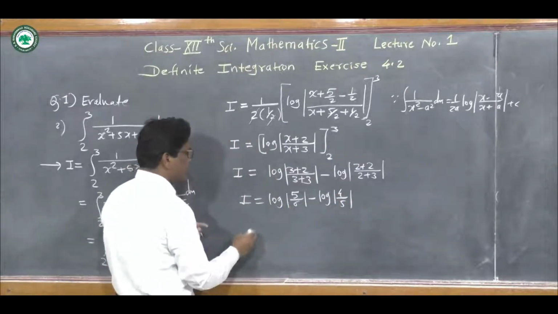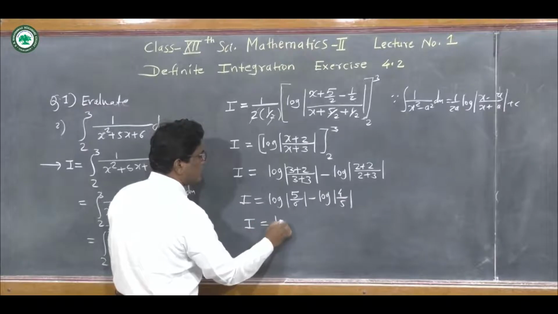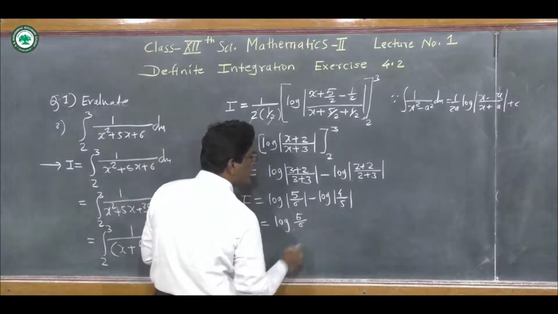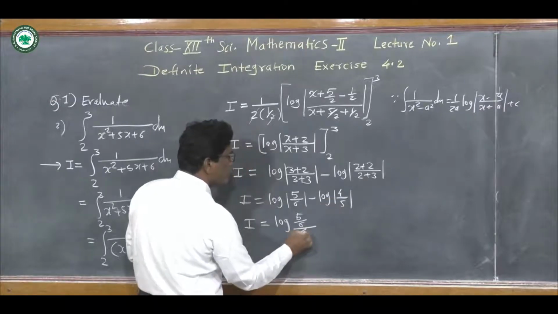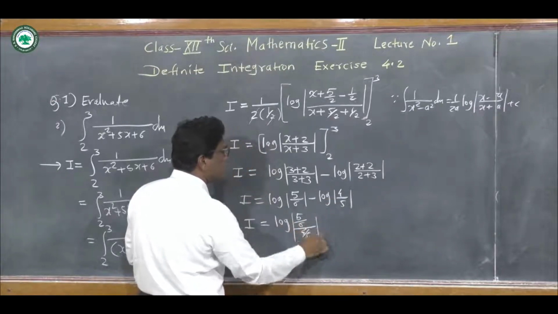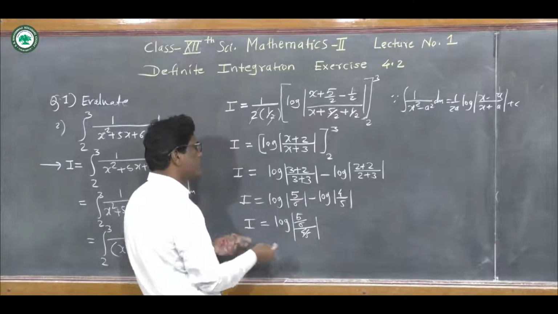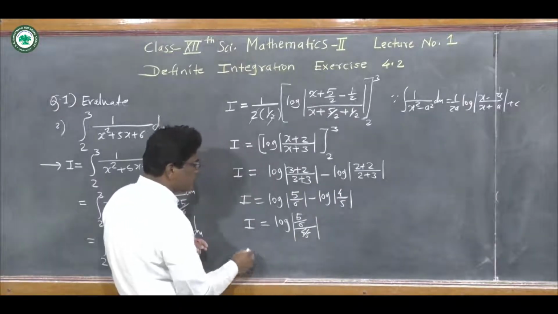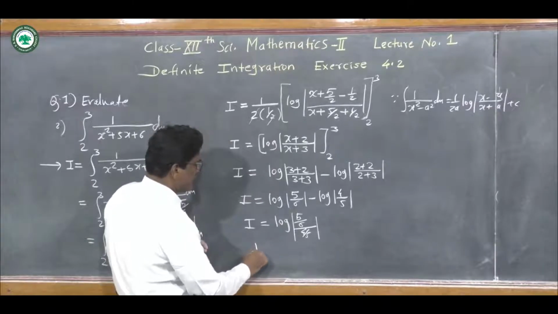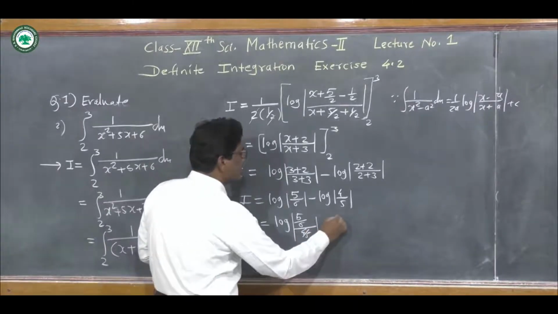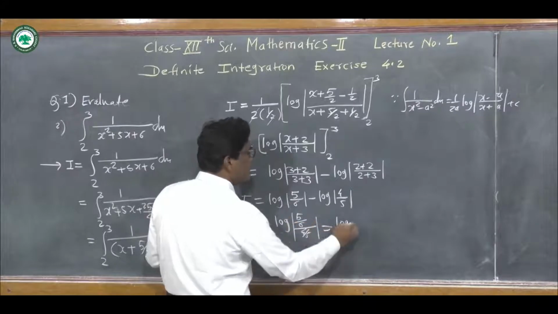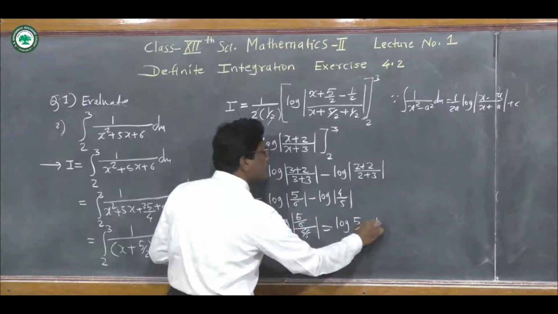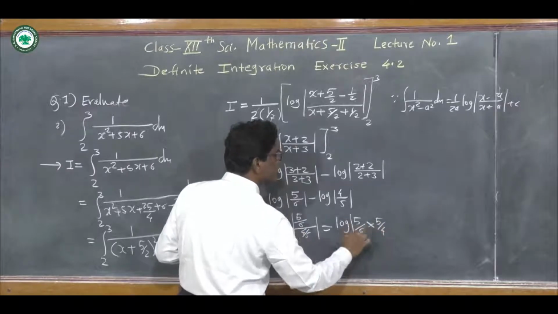Now take log common. So I is equal to log of this 5 by 6 upon this 4 by 5. When we take log common and there is a subtraction, so here this is divided by this. So we get I is equal to log of this 5 by 6 as it is, into, we take 4 by 5 as 5 upon 4. Get it?